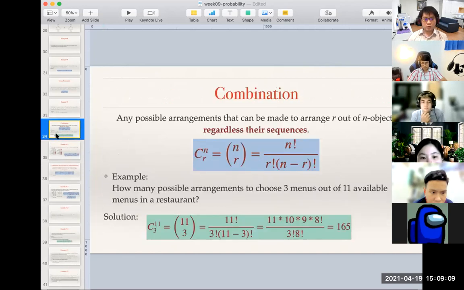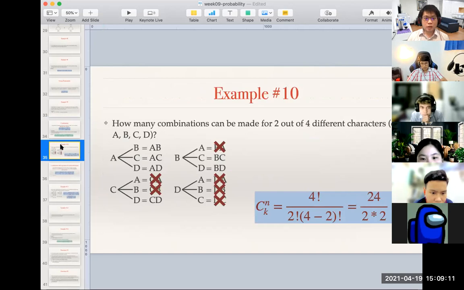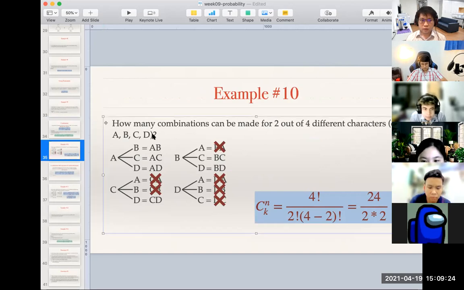Okay, so this is another example. Using the previous permutation examples, how many combinations can be made for 2 out of 4 different characters, regardless of their orders?